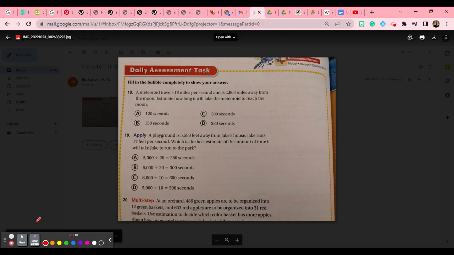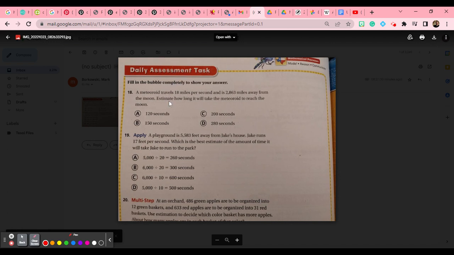Hello class, I am going to show you guys how to solve this word problem number 18. We're going to use our strategies we've learned in class, the GET strategy, and we will go ahead and start working this. So I'm going to read it and then we'll talk about it.